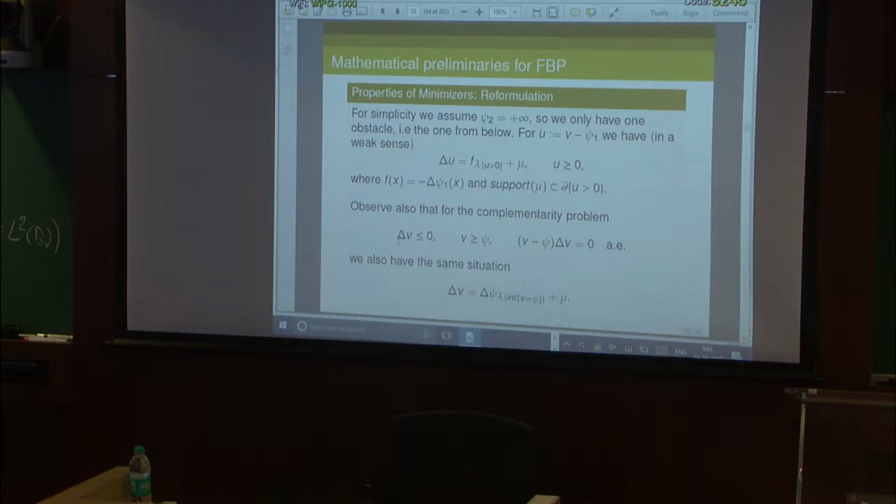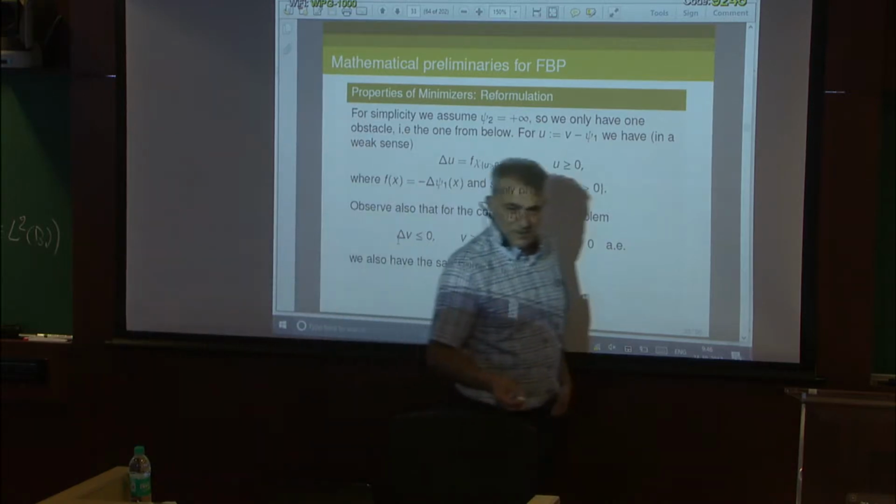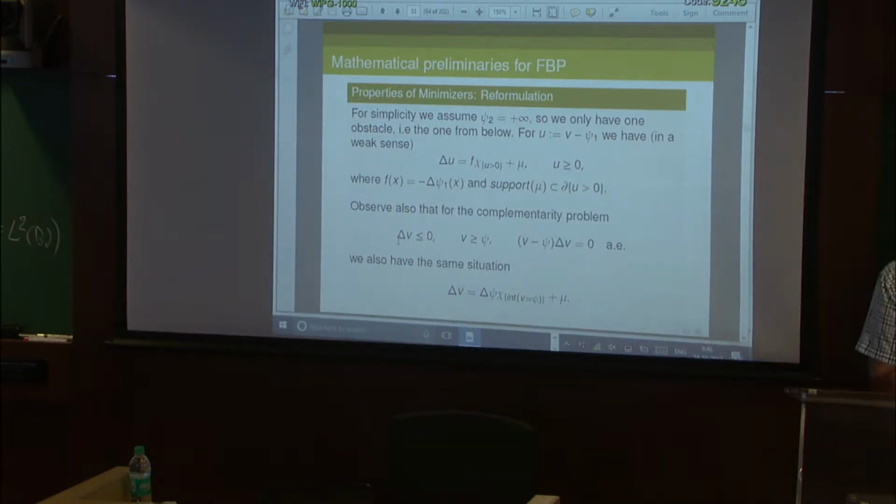So what we did, we looked at this and then we realized that we can reformulate it. I think you had some exercise for yesterday to do. So we reformulated. And we called the function u to be v minus psi. So we subtract the obstacle. And you're supposed to compute this. So I can just do it for you.